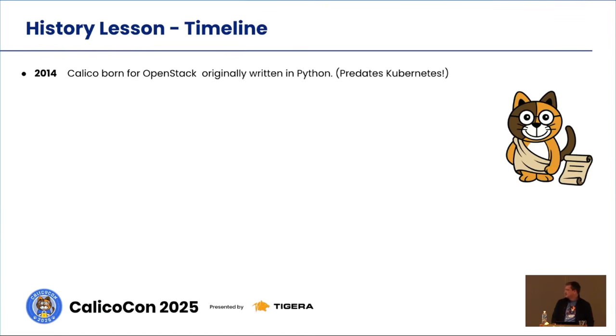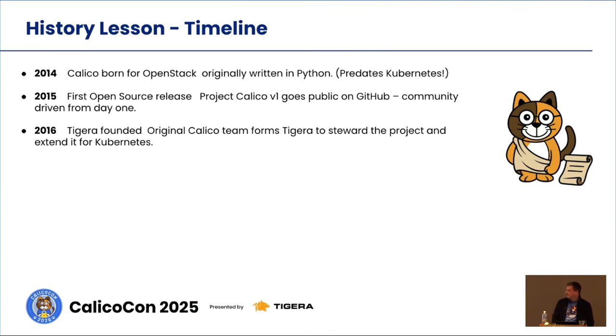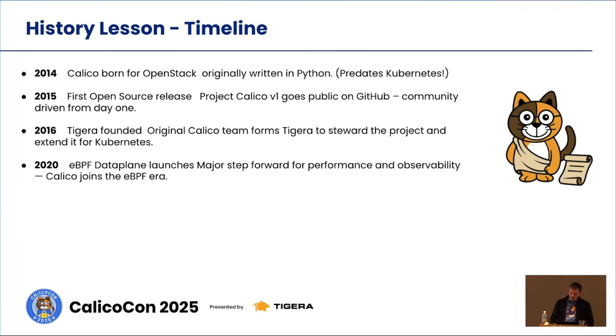That almost predates, and runs in parallel with, the creation of Kubernetes. In 2015, we made our first open source release officially and went public on GitHub. This project was very much community driven from day one, as we rewrote and pivoted to a Golang based solution for Kubernetes. In 2016 we founded a company, Tigera, to be stewards and guardians for that project, to make sure we continue to survive and thrive in the Kubernetes ecosystem.